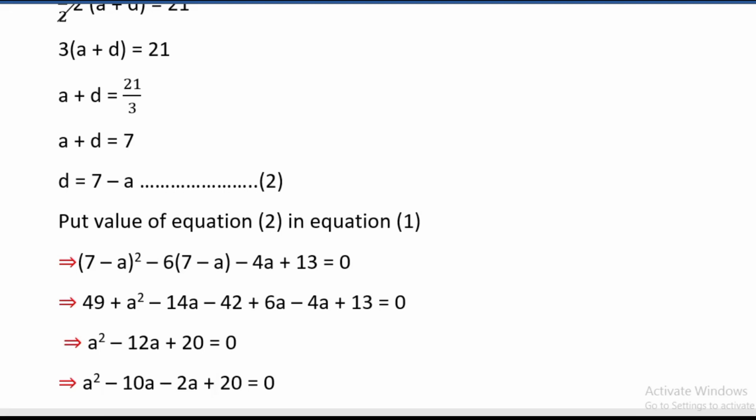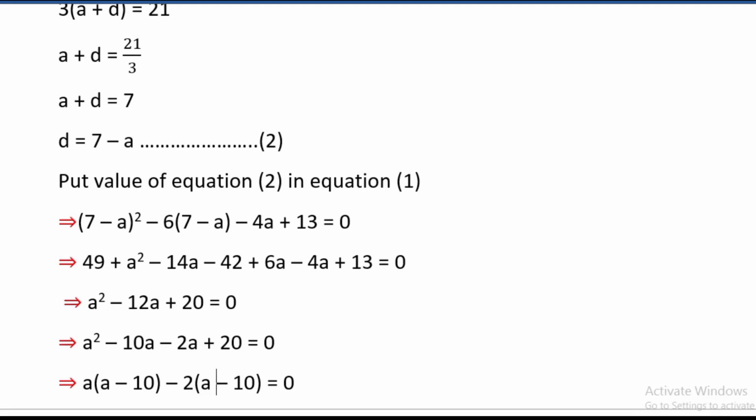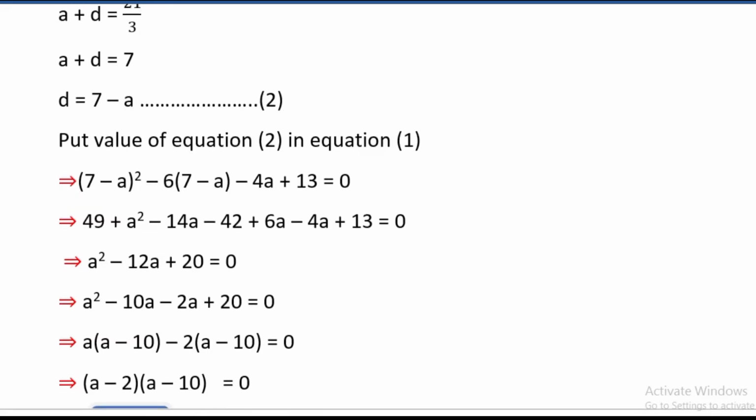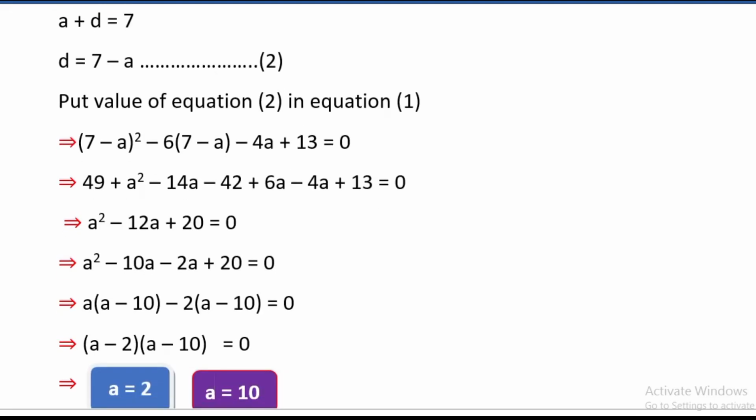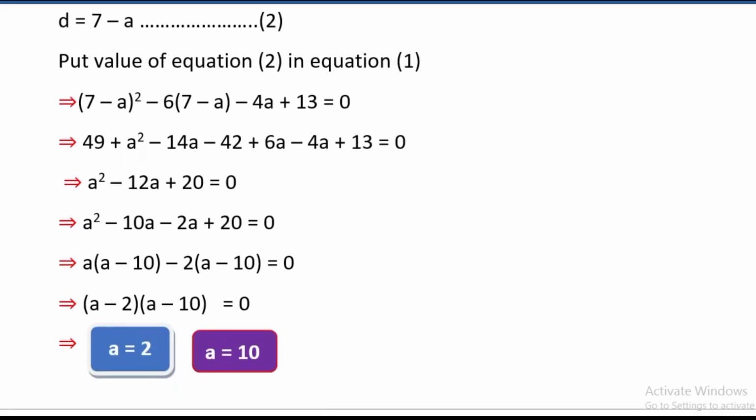Two times 10 is 20, and the factors of minus 12 are minus 10a and minus 2a. Taking a common from the first two terms, that is a into a minus 10. Next, from the second two terms, taking minus 2 common, minus 2 into a minus 10 equal to 0. So a minus 2 into a minus 10 is equal to 0. The first factor, a minus 2 is equal to 0, so a is equal to 2. The second factor, a minus 10 equal to 0, so a is equal to 10.